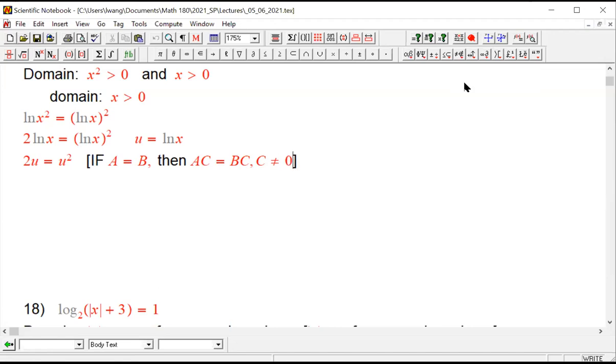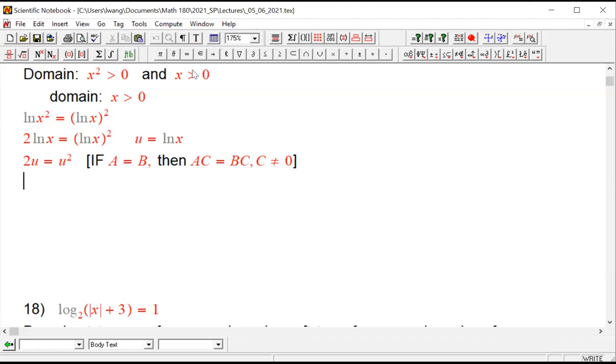Right? So when you cross out that U on both sides, what have you done? You have assumed C is not 0, but we don't know C is 0. When you cross out U, U could be 0. Please don't do that. Someone made that mistake before. You cannot cross them out.